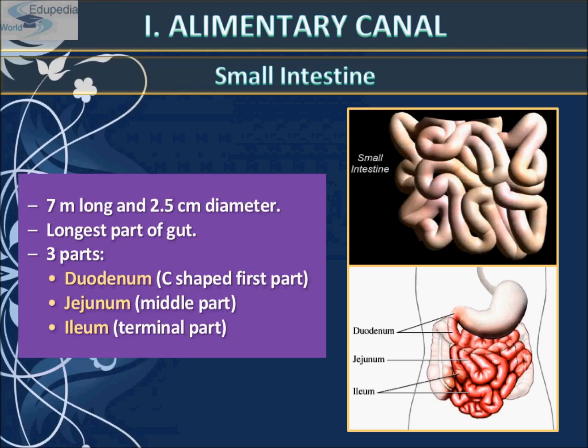So in summary, the small intestine is about 7 meters long and 2.5 centimeters in diameter. It is the longest part of the gut, of course. If we see the three parts, it has the duodenum, which is the C-shaped first part, as you can see, and then comes the jejunum, which is the middle part, and then comes the ileum, which is of course the terminal part.